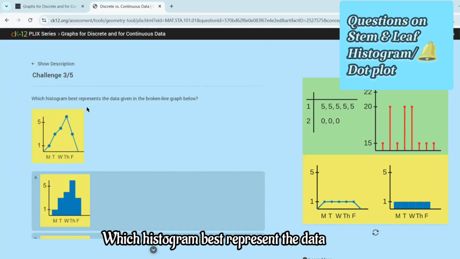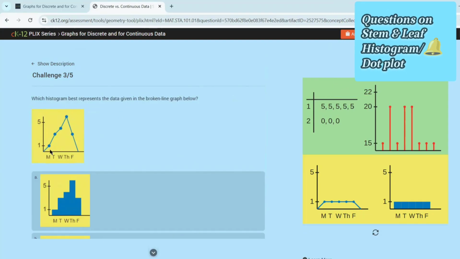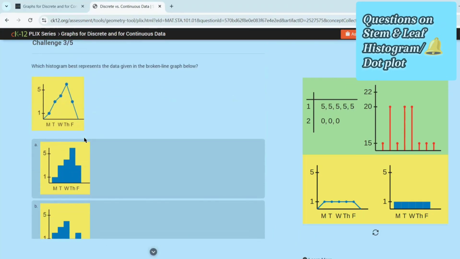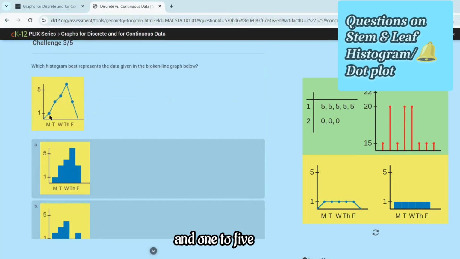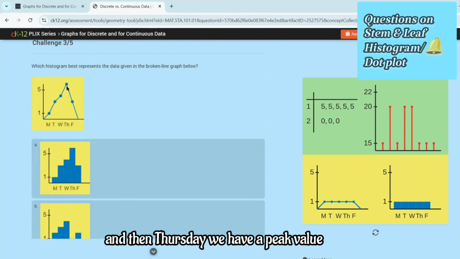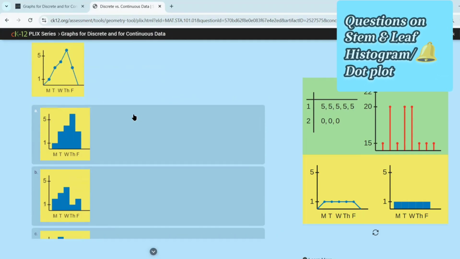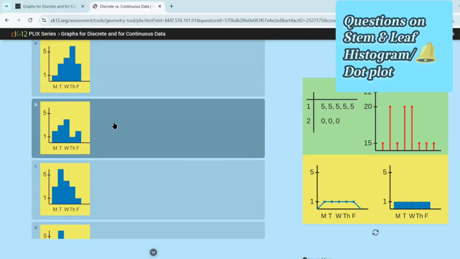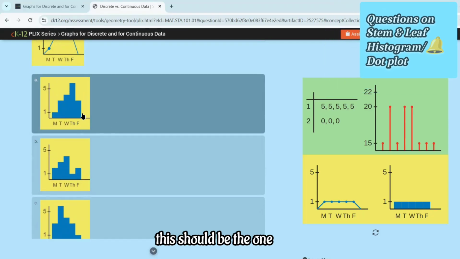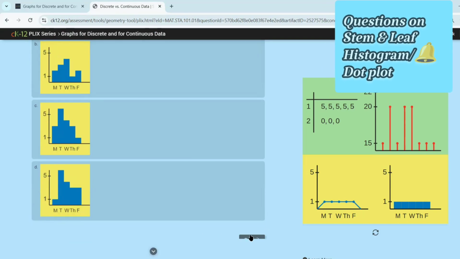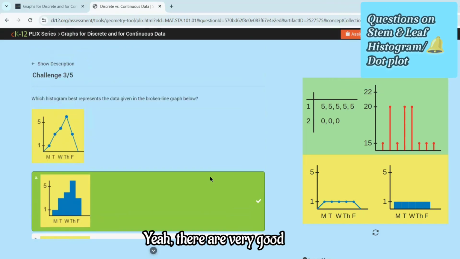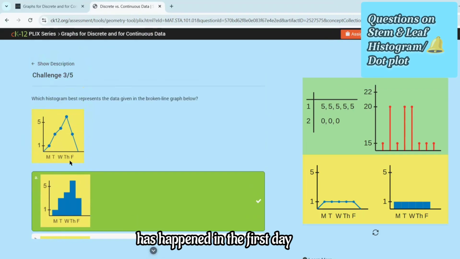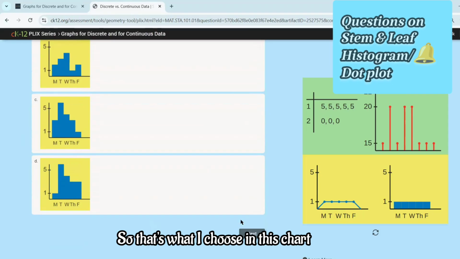Which histogram best represents the data? Right? So you have the data like this: Monday, Tuesday, Wednesday, Thursday, Friday, and 1 to 5. So the data is going, and then Thursday we have a peak value. I think once again this should be the one. Let's see. Yeah, there you go. This is also right because the peak value has happened on Thursday. So that's what I choose in this chart.